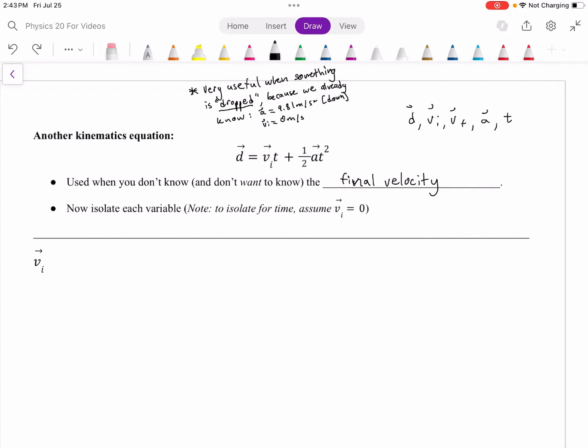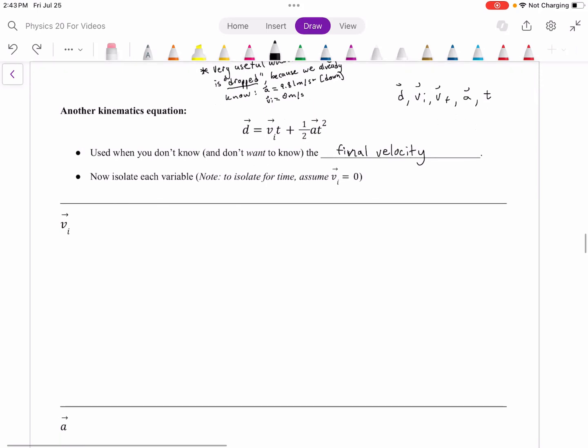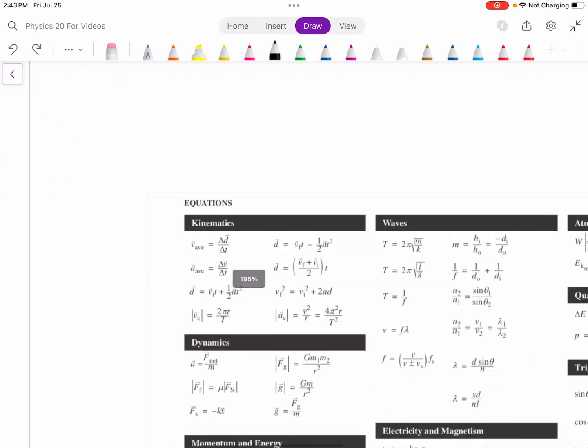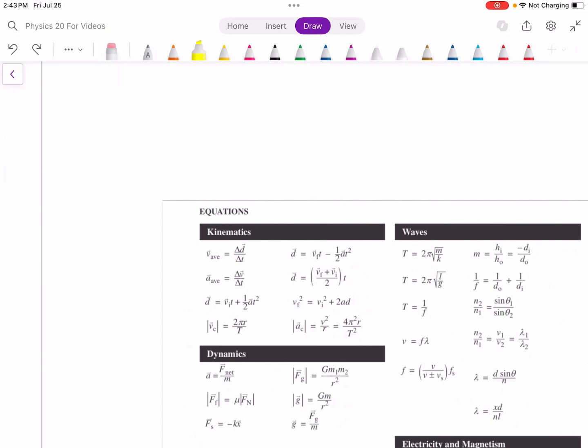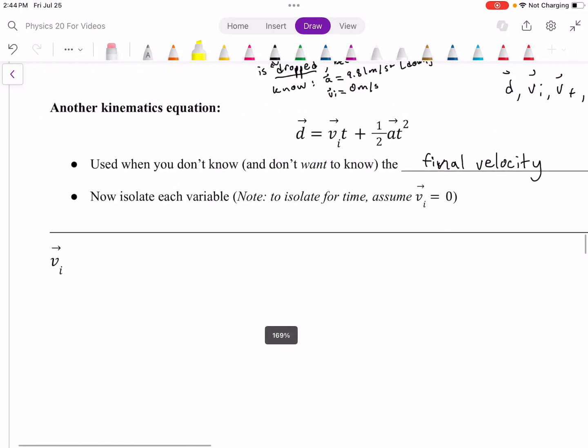Okay, so now it wants us, you know the drill here. We're going to get lots of practice with isolating variables. Let's go ahead and solve for each variable in this equation, right? Because all we have is our formula sheet. We have to have the skill of being able to take that and turn it into an equation for whatever it is we want to find, okay?